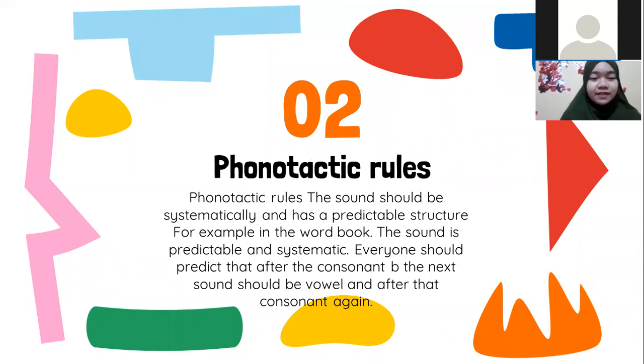The second content is phonotactic rules. In my opinion, in phonotactic rules the sound should be systematic and have a predictable structure. For example, in the word "book", the sound is predictable and systematic. Everyone should predict that after the consonant B, the next sound should be a vowel, and after that a consonant again.